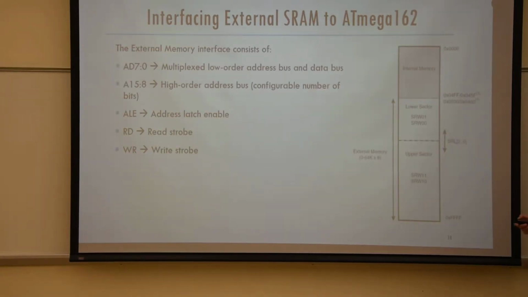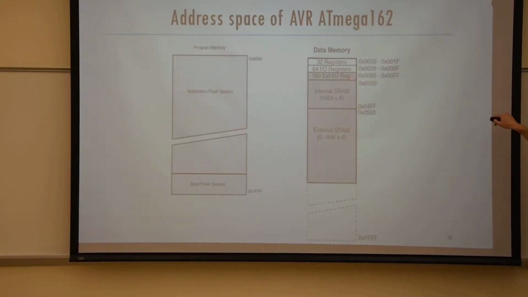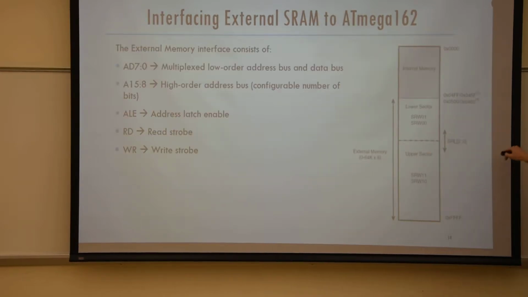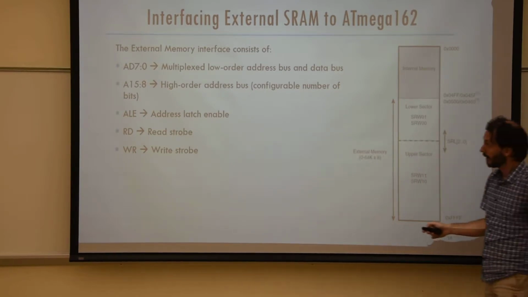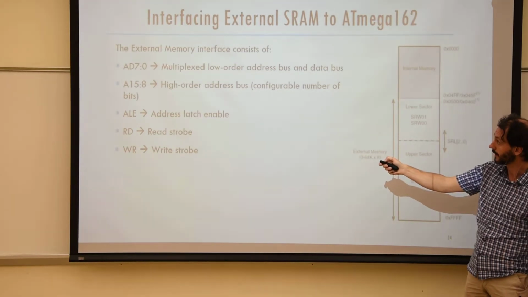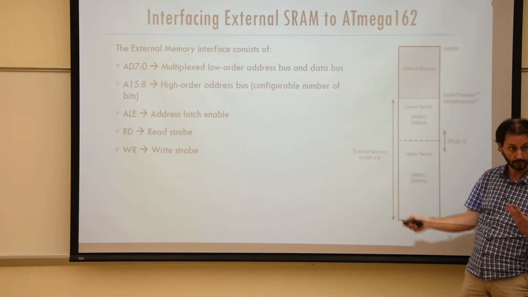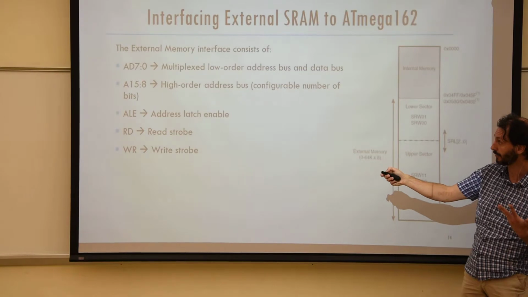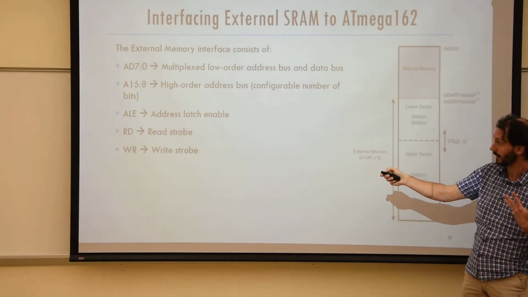Alright, so suppose you want to address this memory. Again, here we have the internal memory, which was what we saw here, this particular part, the 32 registers up to the internal SRAM. And then we have all the other external memory. Now, what we're going to do is interface with external memory. And how do we do this? Well, we need to supply the address and data.